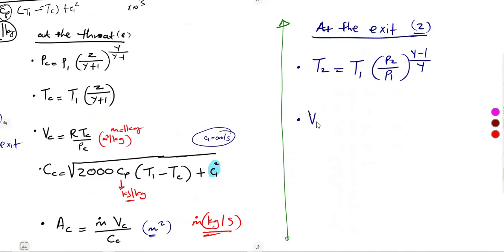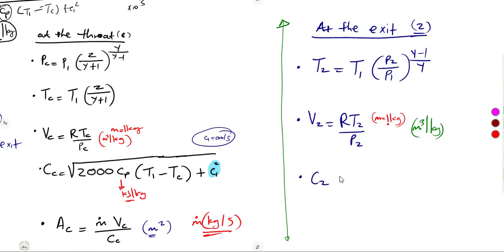V2, the volume, can be calculated from the same concept. So that's RT2 over P2 this time per kilogram, because you used M as 1 kg. So your answer definitely must be in cubic meters per kilogram. Okay, so that's it on this one.